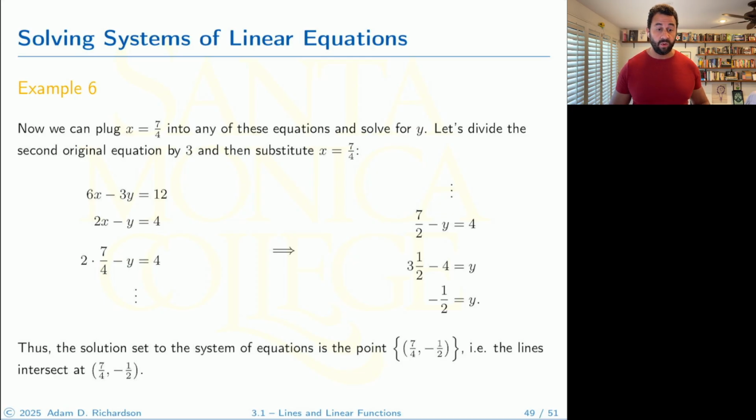Okay, so what did we just do? Well, we found the solution set to this system of equations. The solution set is this single point. This is the point where the two lines intersect, and this is the solution set to the system, the collection of all solutions to the system.